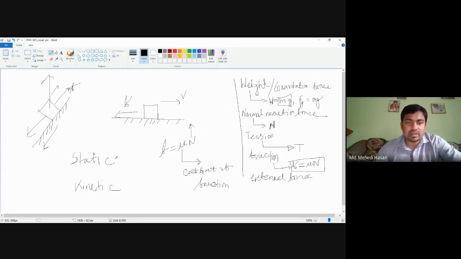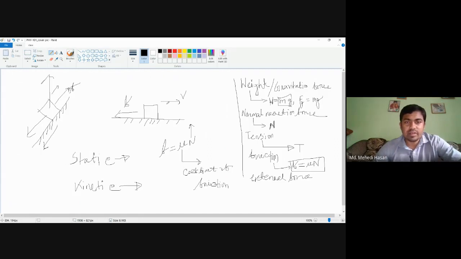So static friction involves when the object will remain stationary, but force is applied, and this friction will act until the object moves, not just until the velocity of the object is zero. When the object moves with a particular velocity, in that case the friction involved is called kinetic friction.